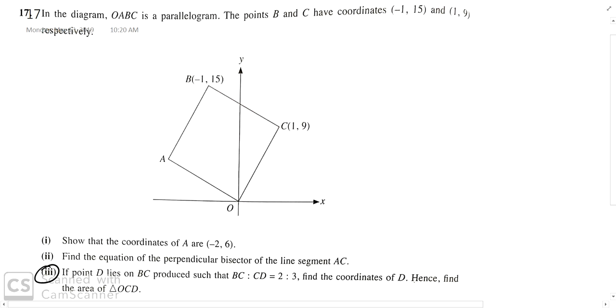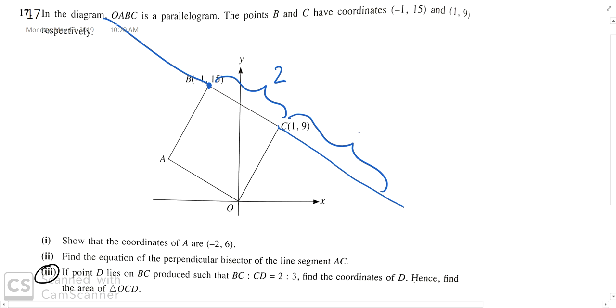Looks like this. Join, start from B, go to C, extend it. So this is BC produced. I don't know how far it must be. Okay, produce both sides. Now, BC to CD is 2:3. Here, 2 units. Over here must be 3 units. Must be slightly longer, yes? Okay, so let's call this point D. Find the coordinates of D.